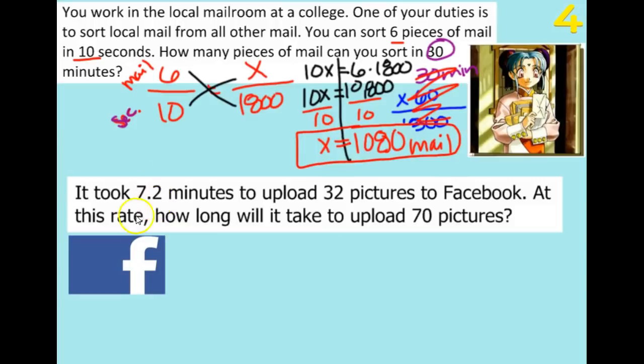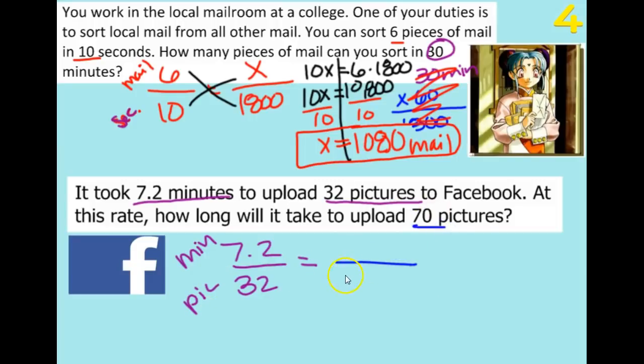Alright, next it says it took 7.2 minutes to upload 32 pictures to Facebook. That information goes together. We can write that as a fraction. 7.2 minutes and 32 pictures. At this rate, how long will it take to upload 70 pictures? Well, pictures are on the bottom. All we have to do is cross multiply.